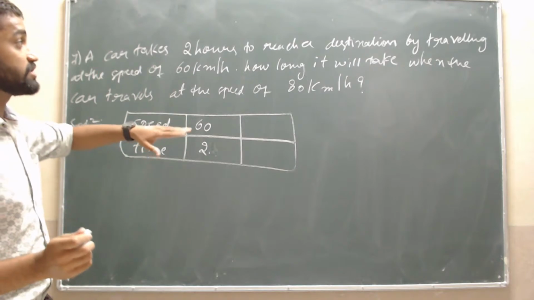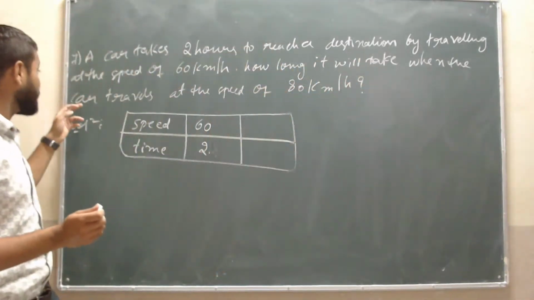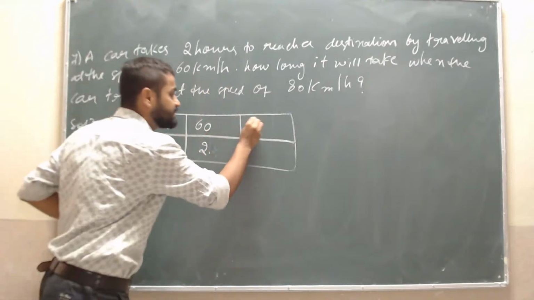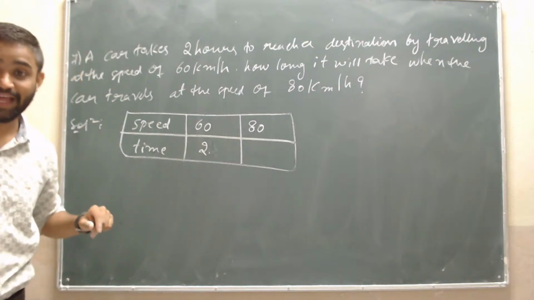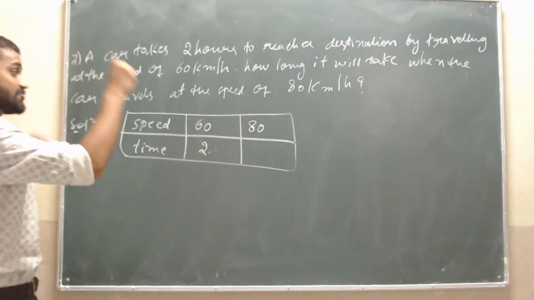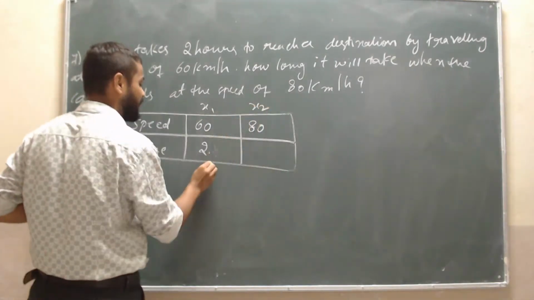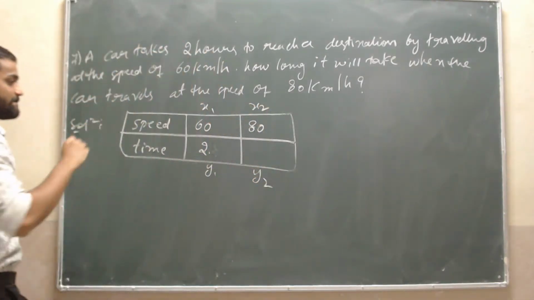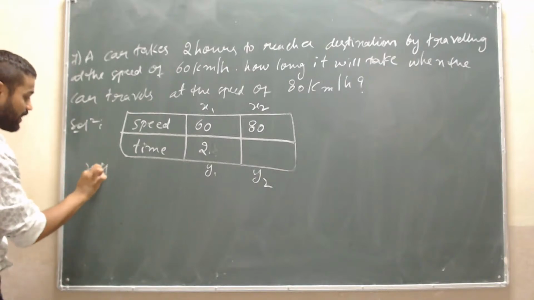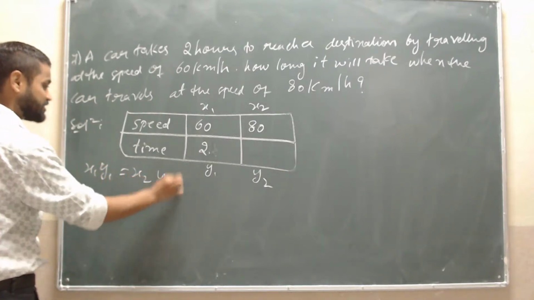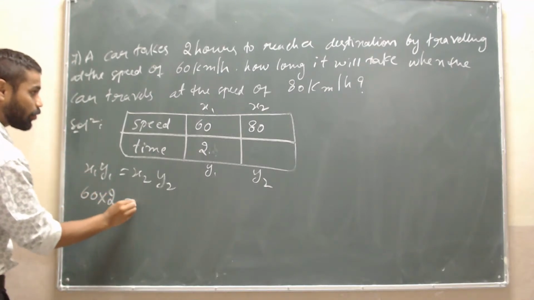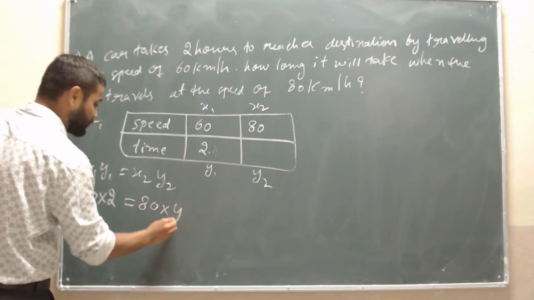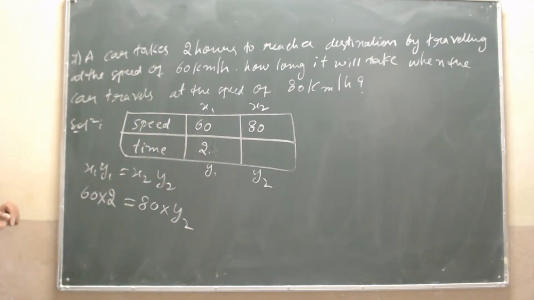In the next half of the question, how long will it take when the car travels at the speed of 80? Now we have to find the time. So that is x1, x2, and here is y1, y2. x1 y1 is equal to x2 y2, children. What is the value of x1? 60 into 2 is equal to 80 into y2. Solve it and tell me the answer.